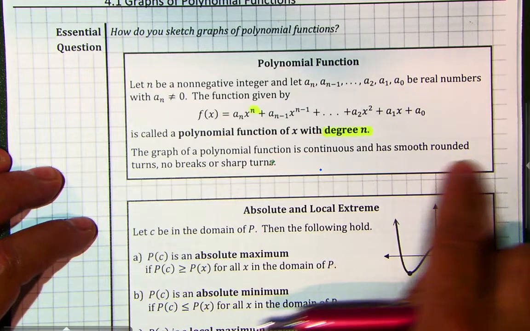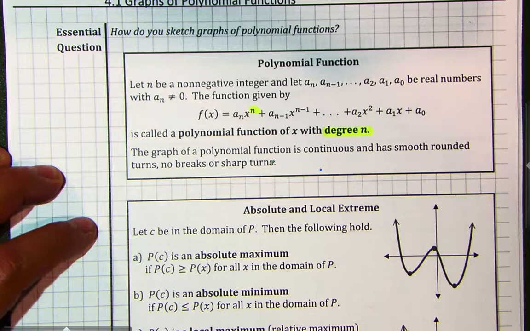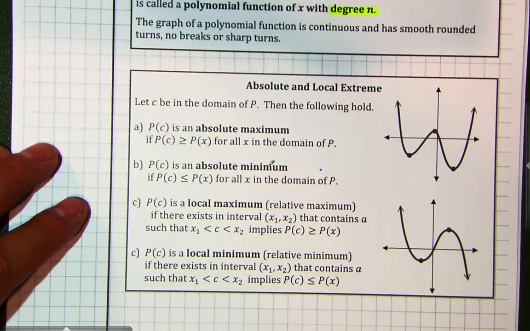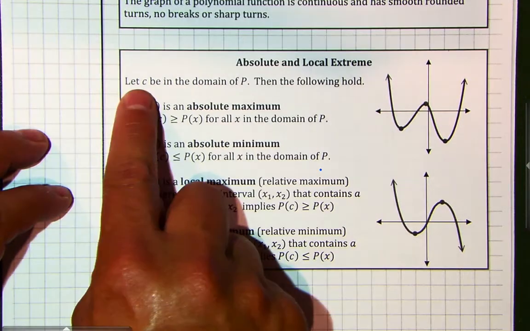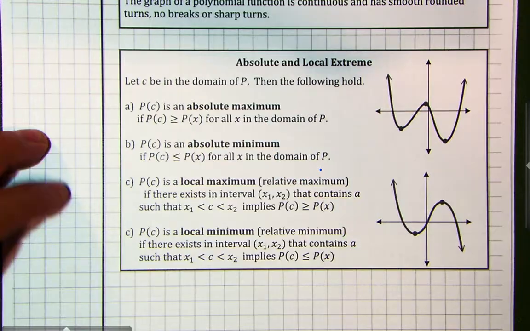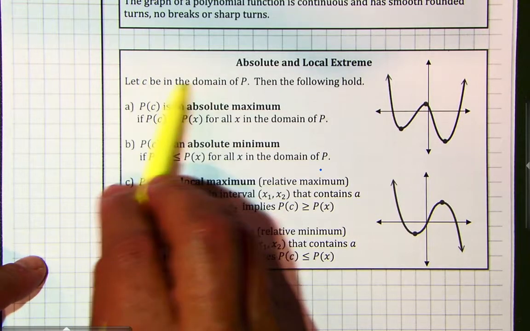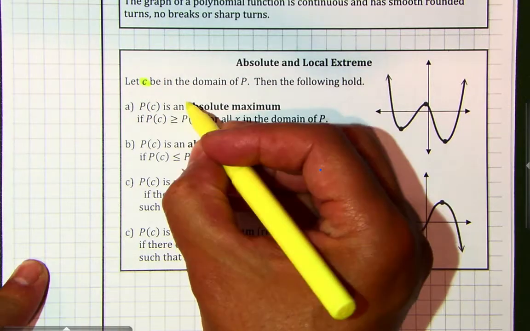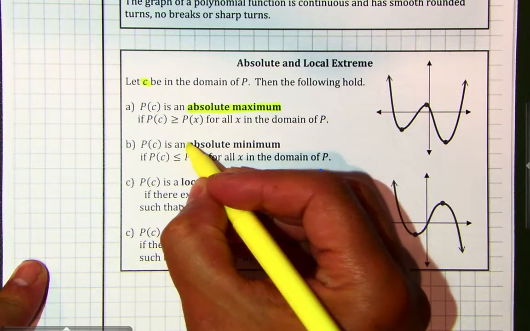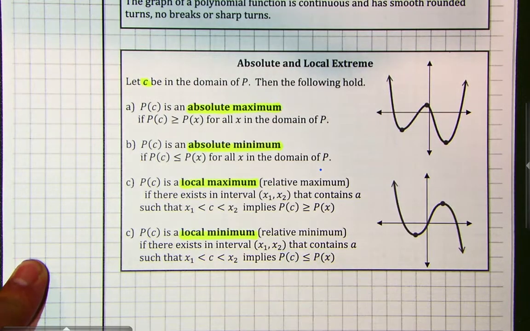The graph of a polynomial function is continuous. It has smooth, rounded turns. It has no breaks and no sharp turns. We are going to be talking about absolute and local extremes. Let c be in the domain of P. So therefore, we are going to be looking at a specific c in the domain, so a specific x value. And we are going to have the absolute maximum, absolute minimum, local maximum, and local minimum.